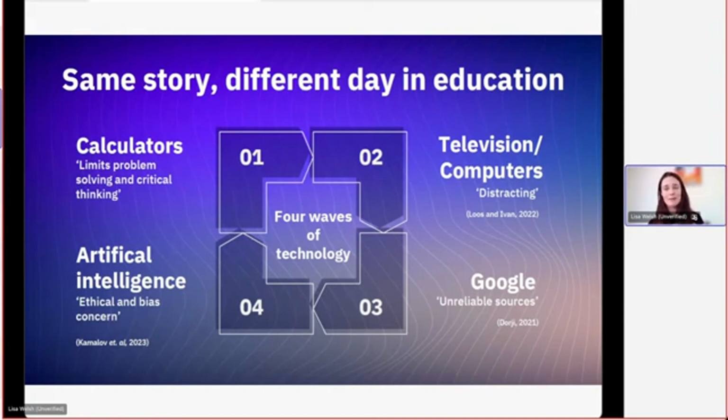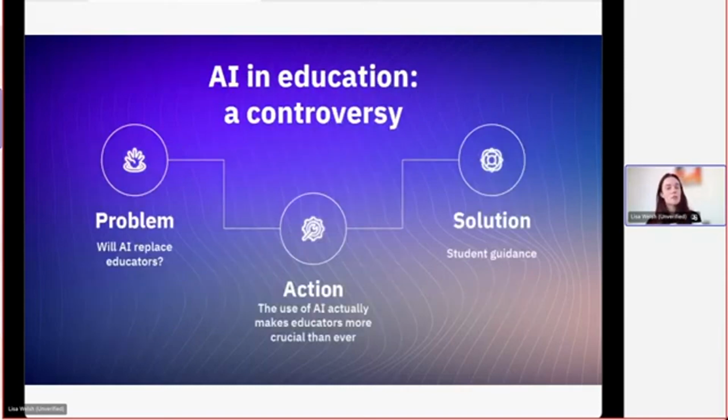Calculators were about when I was a teacher, but computer technology, Google, and now artificial intelligence has just completely exploded in terms of what we can do with it in education, but it obviously does pose some difficulties for us as well.